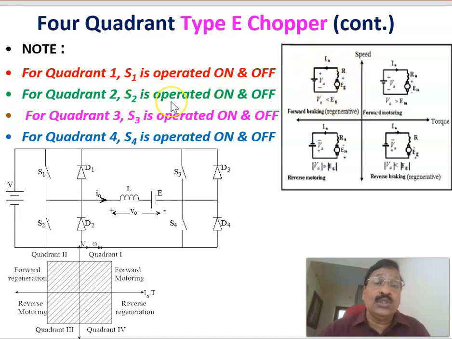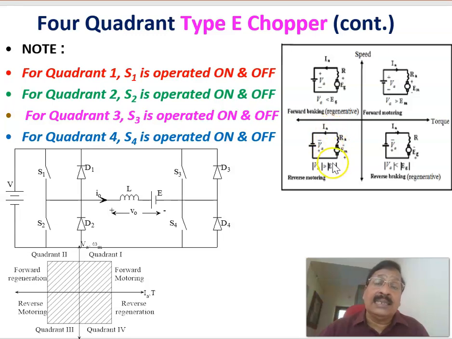In that one, S2 is operated at high frequency. And for the third quadrant of operation, this is the case when S3 is operated at high frequency. Correspondingly, the motor is in the reverse motoring case. Here you can see the voltage polarity has been reversed: plus here and minus here. At the same time, the current polarity is also reversed, in the opposite direction.